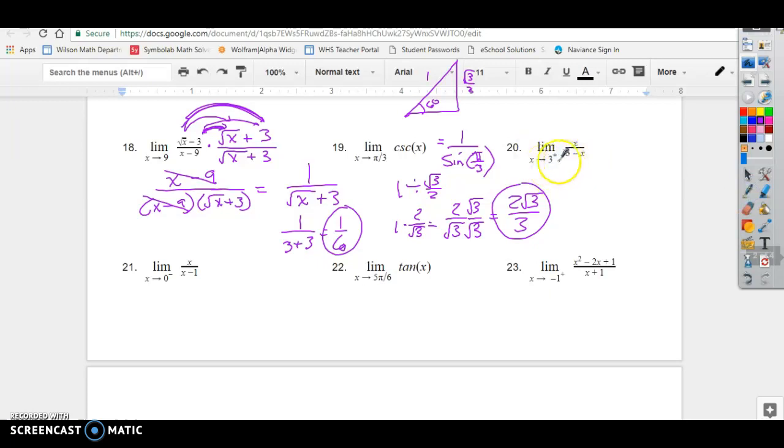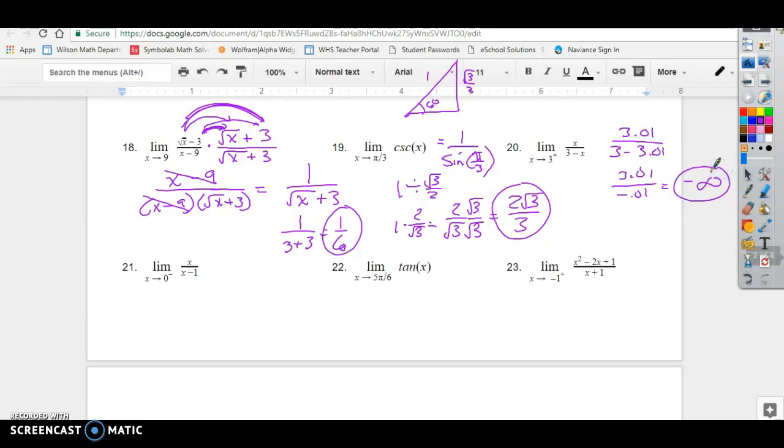As far as this goes, we're approaching 3 from the positive end. If I plug 3 in right now, I get undefined. So I'm going to have to go 3.01. This will be 3 minus 3.01. This will be 3.01 over a negative small number. So we're looking at negative infinity.